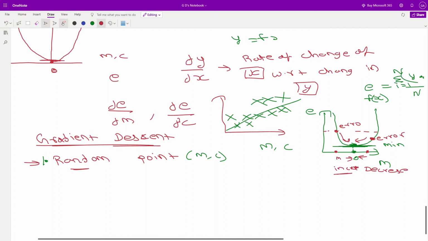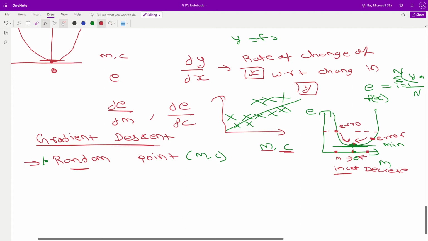In this case, I should increase my m value to reach the minimum point. In this case, I should decrease the m value. So you can clearly know, already we discussed that the main idea of gradient descent, or the main idea of simple linear regression, is to find out the best m and c value. Using this particular differentiation equation, you are trying to identify whether to increase or decrease the m value and find the best m value.